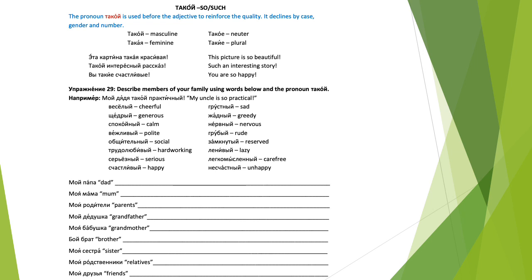серьезный, serious, легкомысленный, carefree, счастливый, happy, несчастный, unhappy.